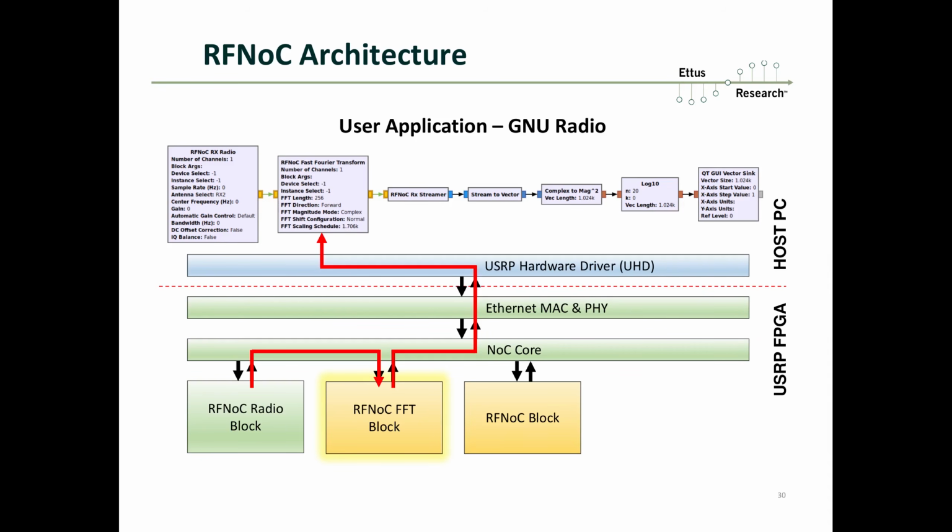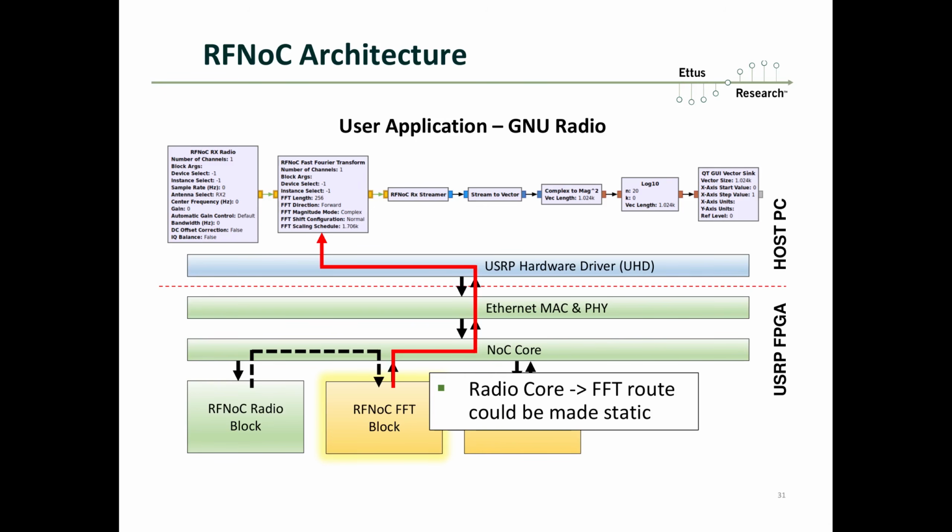The corresponding data flow on the FPGA is illustrated by the solid red line in this diagram. The rfnoc framework now supports static routing between blocks, and so the connection from the rfnoc radio block to the rfnoc FFT block could be changed from dynamic to static, resulting in lower latency in the data transfer, as indicated by the dashed black line in the diagram.